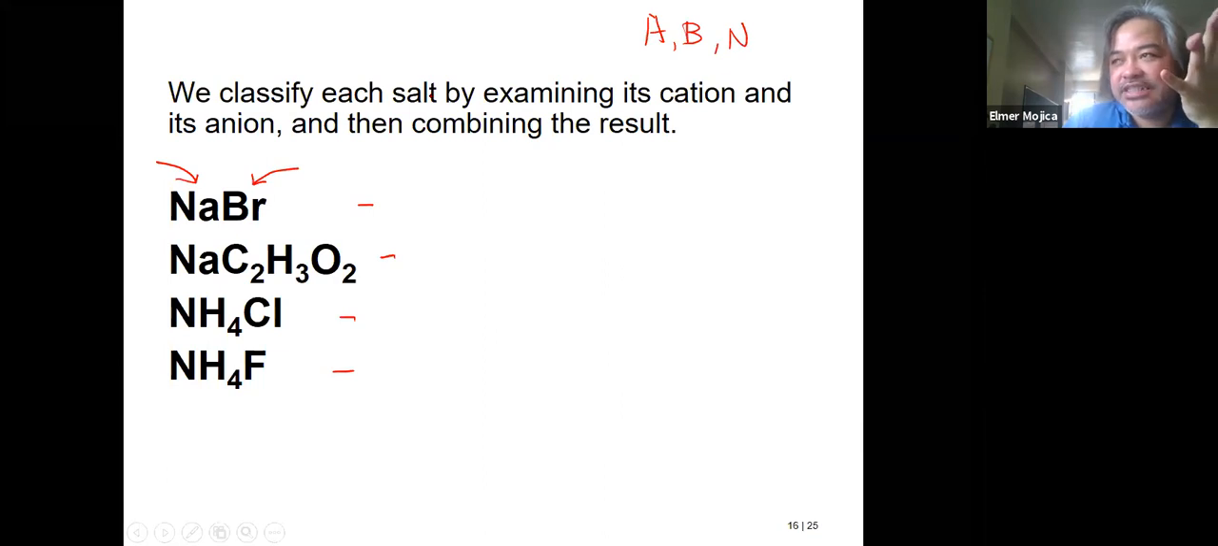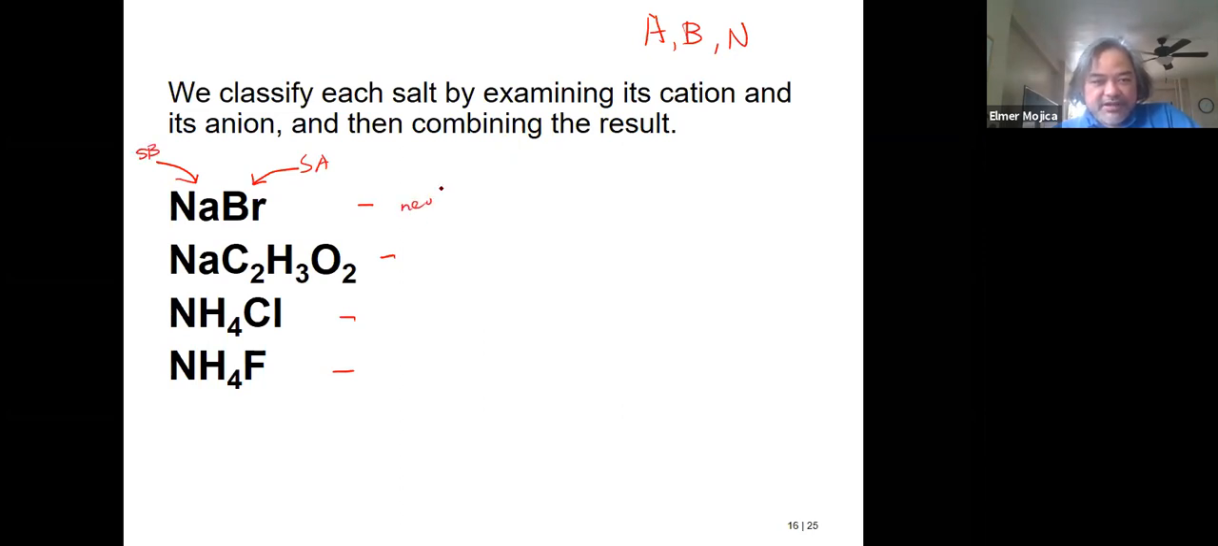Because I already discussed that if you are a conjugate base or a conjugate acid of a strong acid or a strong base respectively, most likely you will not undergo hydrolysis with water. But if you are a conjugate acid of a weak base or a conjugate base of a weak acid, most likely you will undergo hydrolysis. So this one, both of them came from what? This came from a strong acid. This came from a strong base. So most likely they are neutral. How about this one?